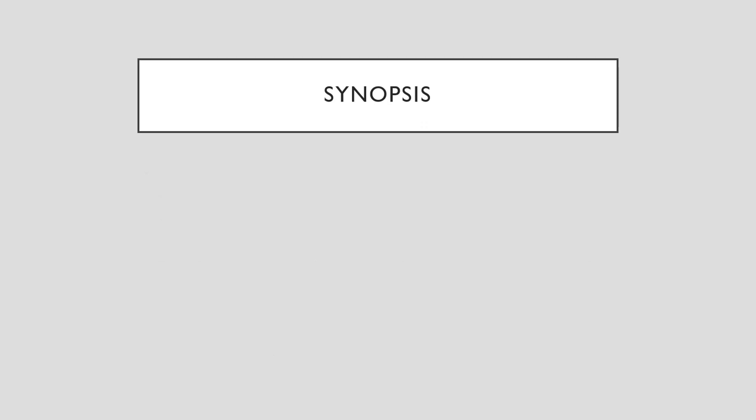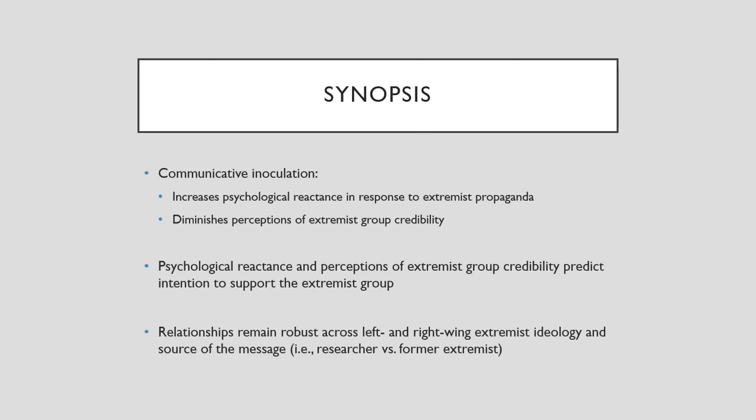So let's look at all the results together. First, communicative inoculation increases reactance in response to extremist propaganda and diminishes perceptions of the extremist group's credibility, both of which I feel are very important outcomes. In turn, psychological reactance and perceptions of the group's credibility predict intention to support the extremist group, as we just saw. And something very important is that these relationships remain robust across both left and right-wing extremist ideologies, and whether the source of the inoculation message was either myself as the researcher or someone framed as a former extremist.